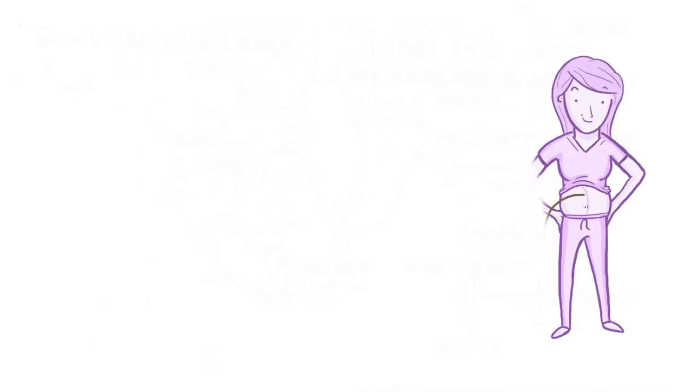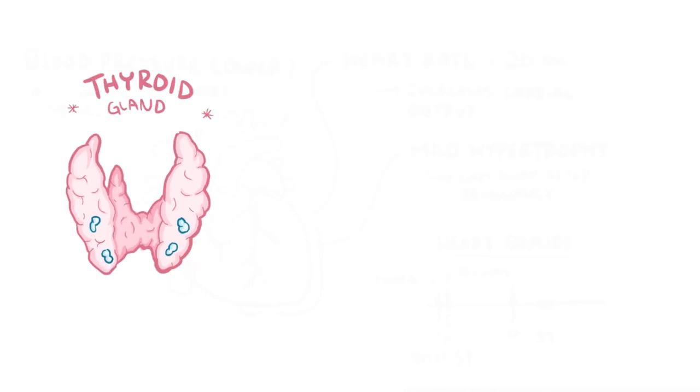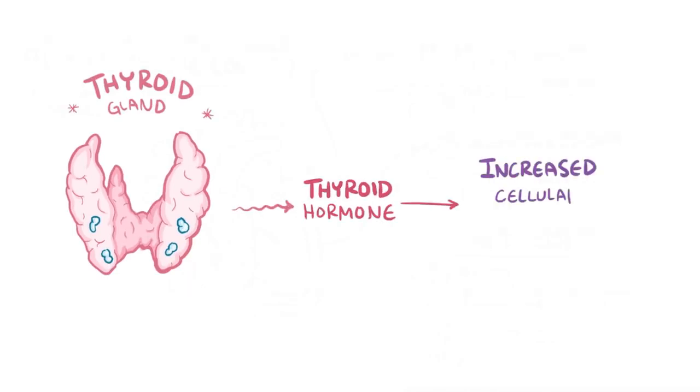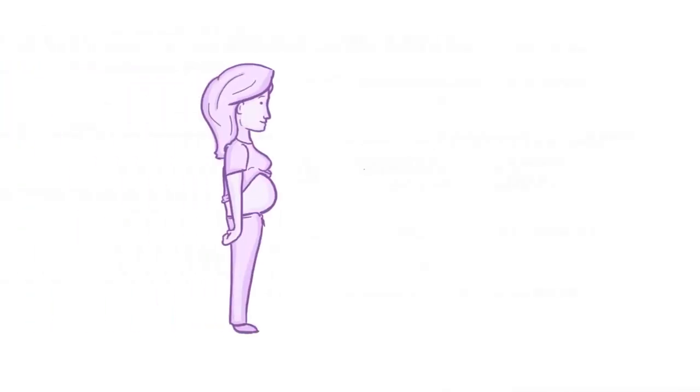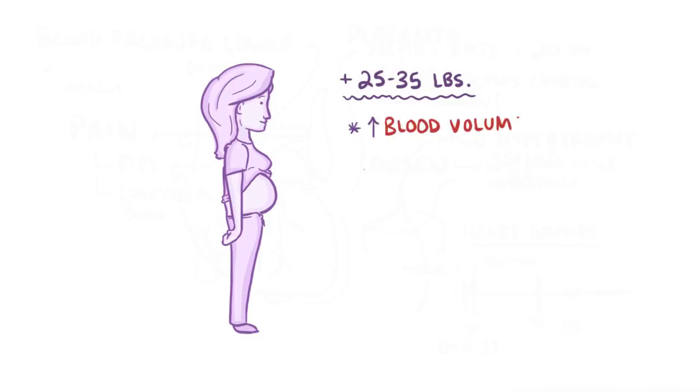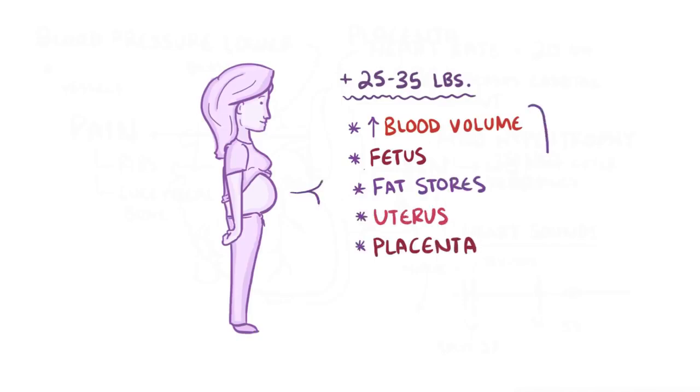Other glands that are affected by pregnancy include the thyroid gland, which turns out more thyroid hormone to increase the cellular basal metabolic rate in order to meet the demands of the pregnancy. Normally, women gain 25 to 35 pounds throughout the pregnancy, and that extra weight is mostly due to the increased blood volume, followed by the fetus itself, fat stores, the uterus, and finally the placenta.